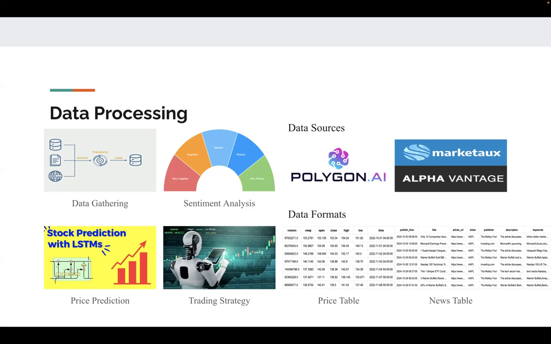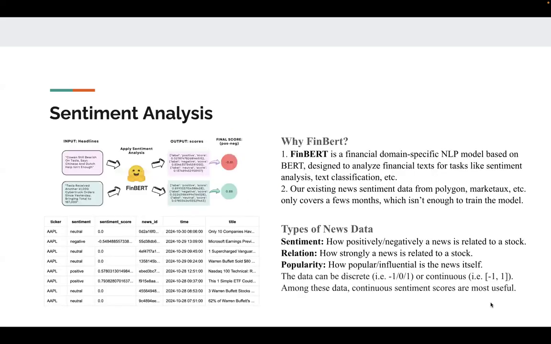MarketOrgs provides us with detailed scores on the news sentiment and news relation with stocks, but it's only in a limited amount. So we decided to calculate the sentiment ourselves. And these tables are our data. The first is the price table, and the second is the news table. We will use the title, description, and keywords to predict the sentiments.